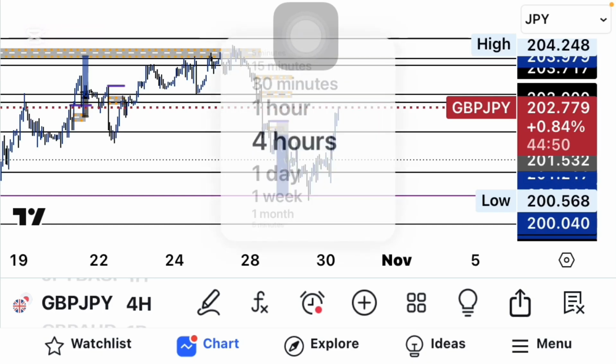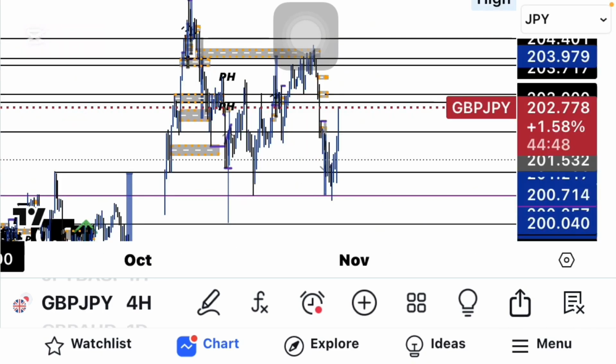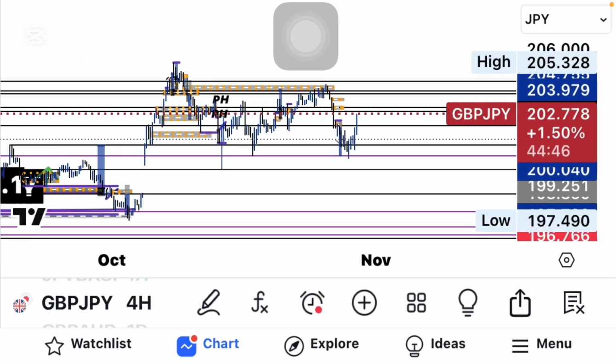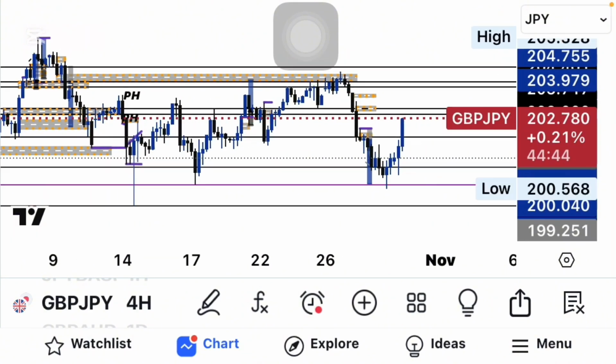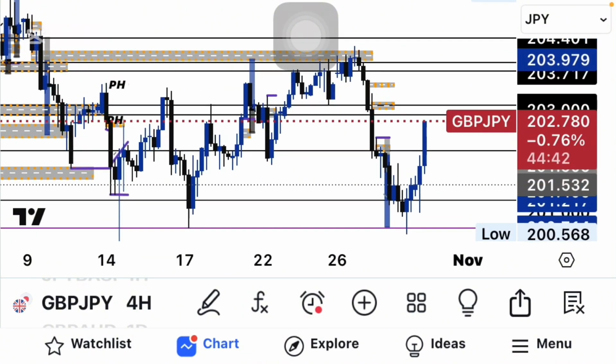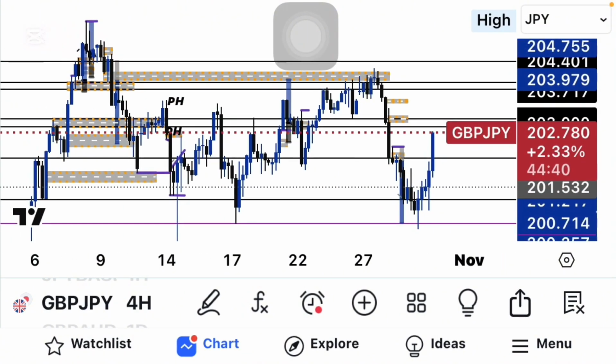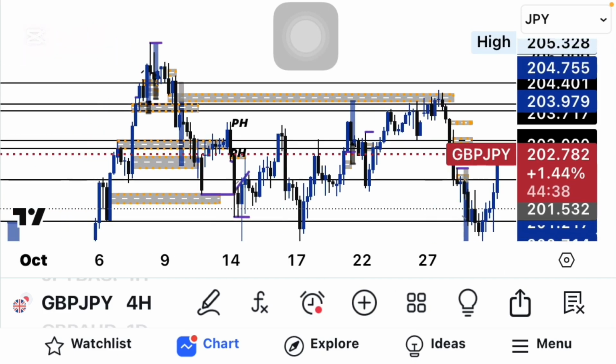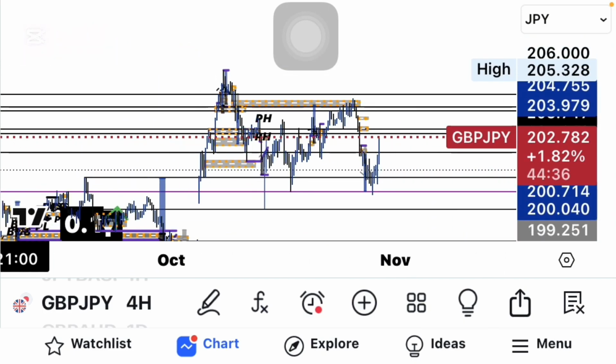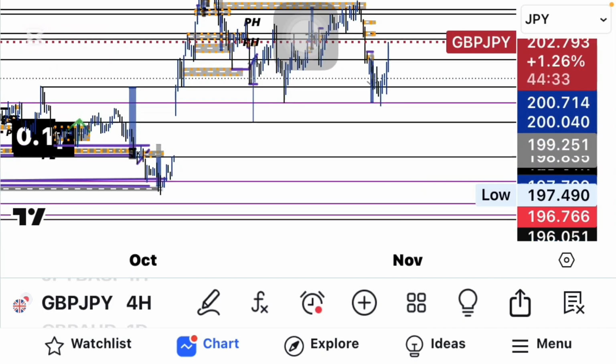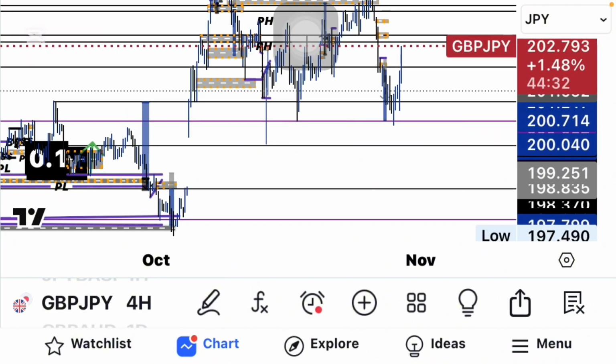Let's go to a higher time frame, like the 4-hour time frame, and let me show you what I have here on the GJ. On the higher time frame, this is what is happening. We have some resistance points down here.